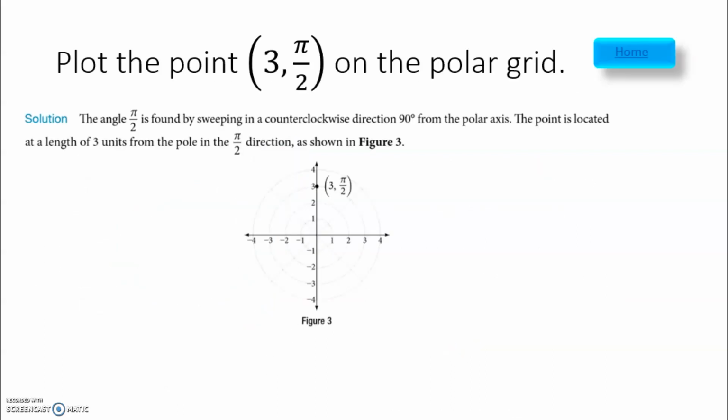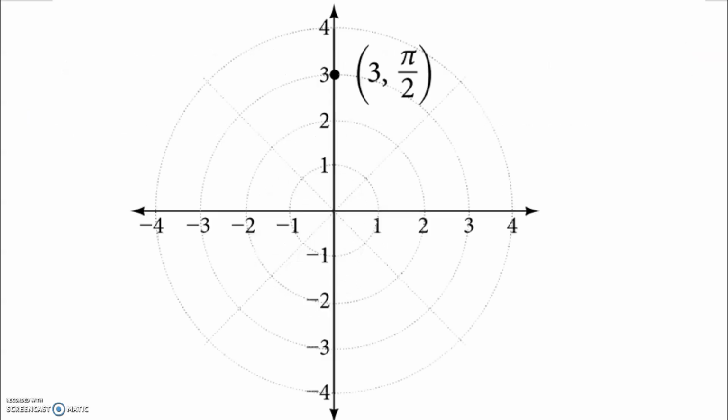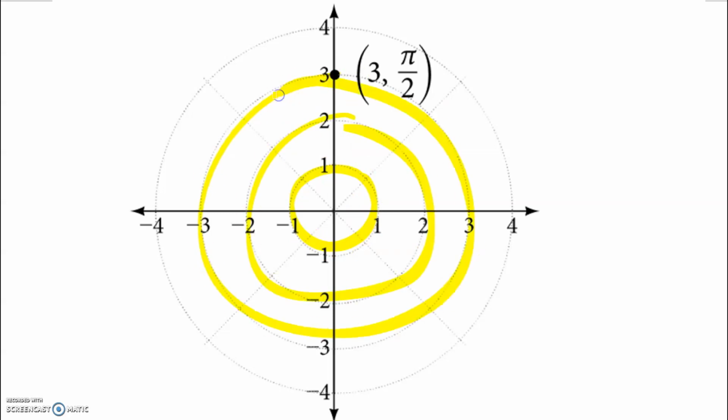Okay, so say we look at this one. Plot the point 3, pi over 2 on the polar grid. Okay, so 3, pi over 2. Well, there's radius 1 right here, radius 2, here's radius 3. That's where I need to be. So somewhere on this circle right here, and since our theta is pi over 2, same thing as 90, well, here's pi over 2, so that has to be this point right here.